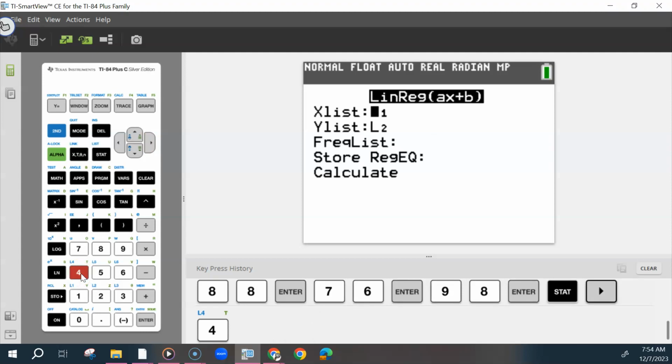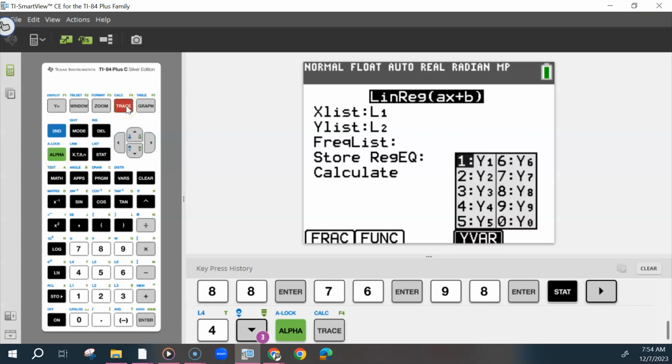And then you should see a screen that looks like this. Make sure this says L1, this says L2, there's nothing in the frequency list, and go down to Store RegEQ, which stands for store regression equation. And you're going to hit alpha, the green button, and then trace at the top near zoom and graph. This menu should pop up. It doesn't really matter which one. You can just hit enter 3 times.